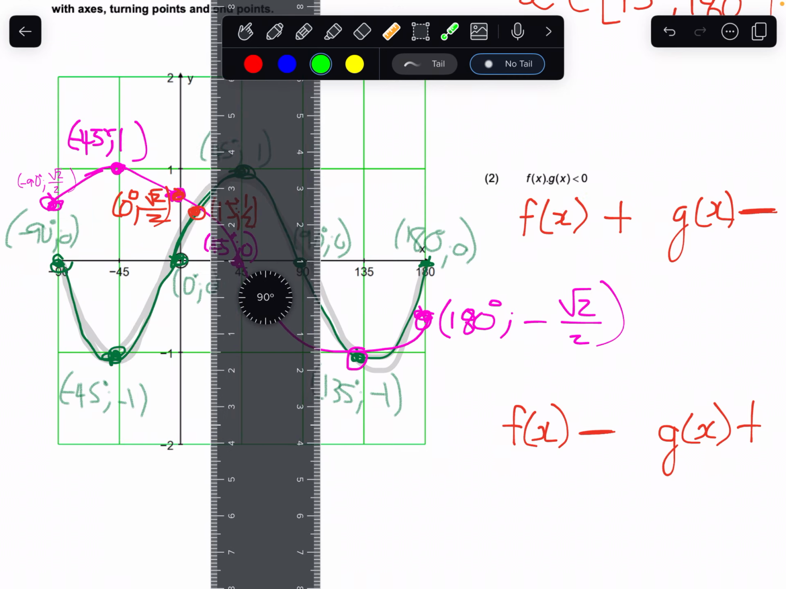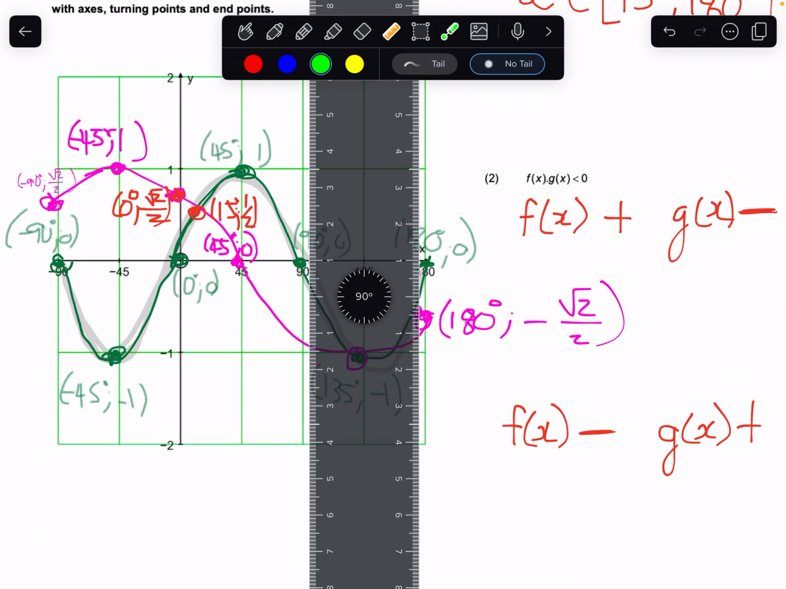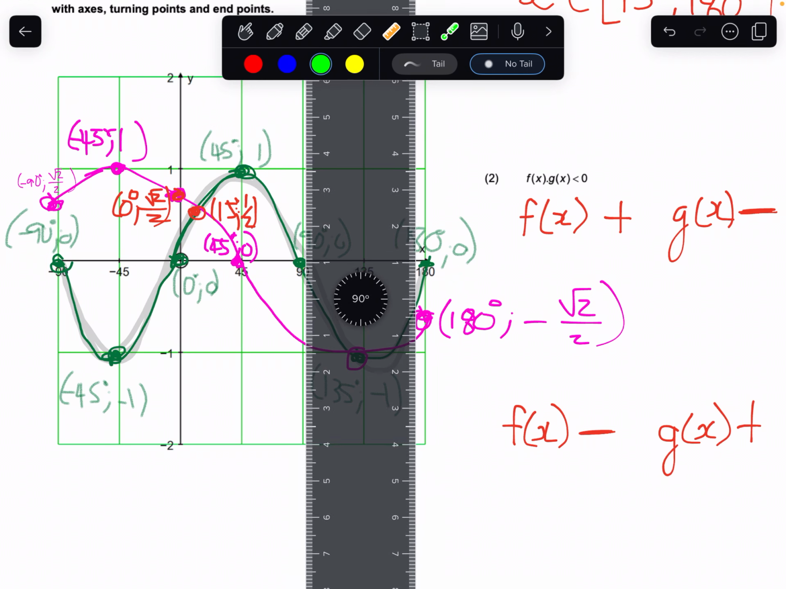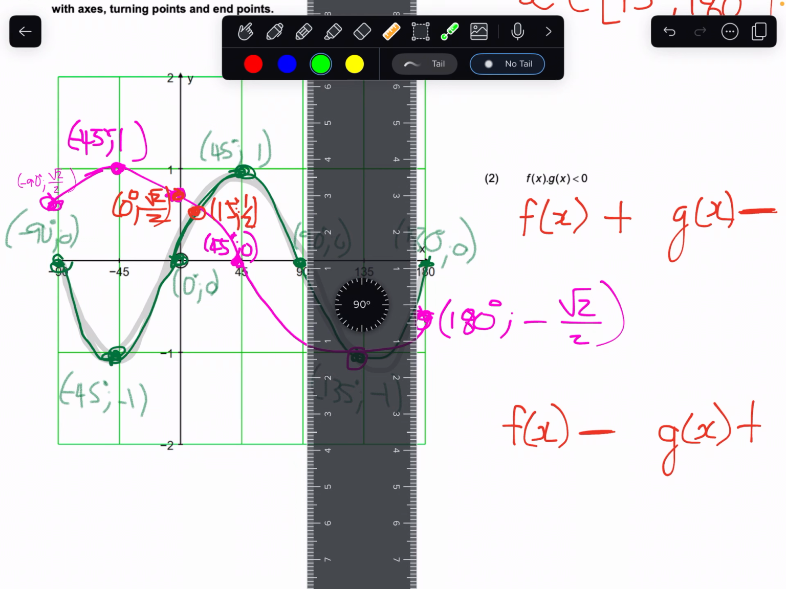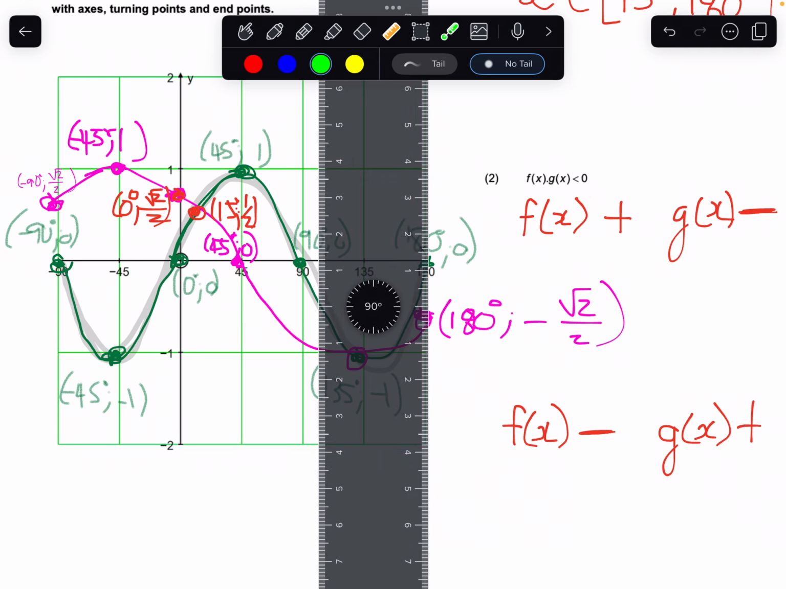Let's look at another point. When x is equal to 90, my f function outputs 0. My g function outputs some negative number, right? So if I times those outputs together, I get 0. So x is equal to 90 isn't a solution to this inequality because those outputs times together give me 0. We're looking for values of x where the outputs times together give me something negative.